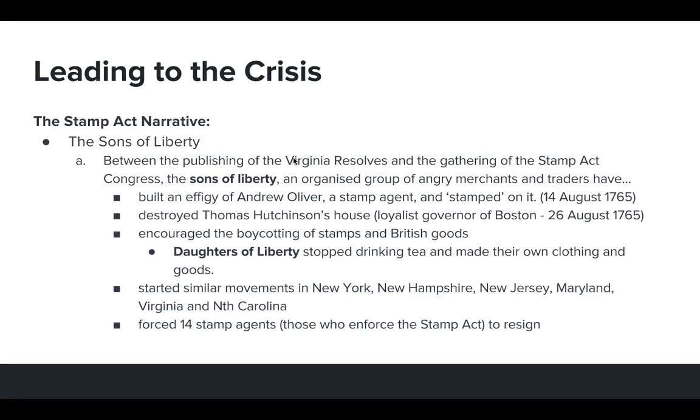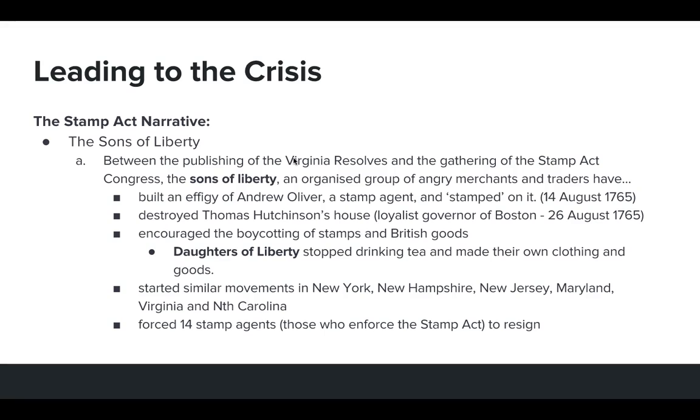The Sons of Liberty also encouraged the boycotting of stamps and British goods, and that is specifically when the Daughters of Liberty come into play. So it's just the women's equivalent of the Sons of Liberty. And the Daughters of Liberty stop drinking tea that is shipped over from Britain, and they start making their own clothes and start producing their own goods, their own American created goods.